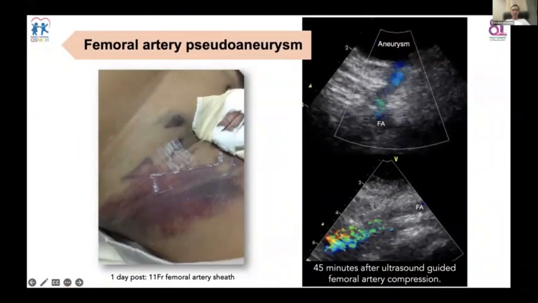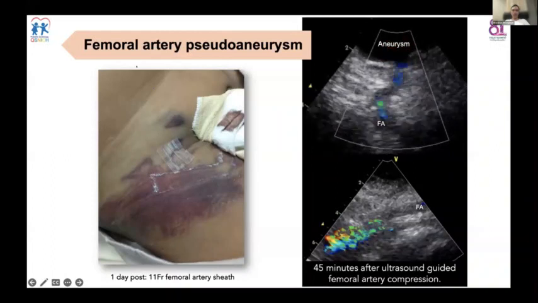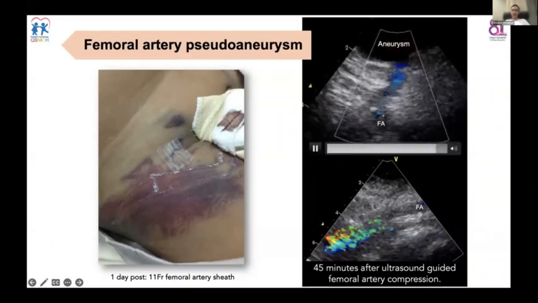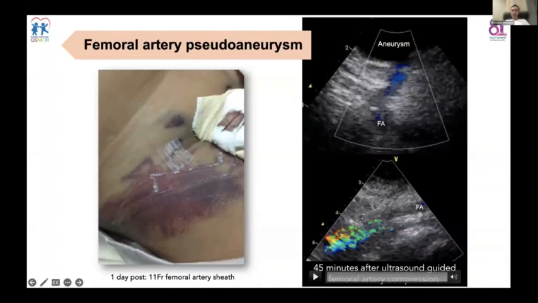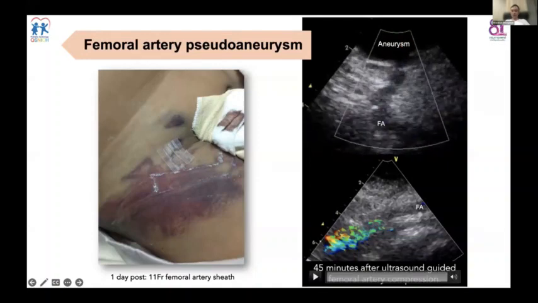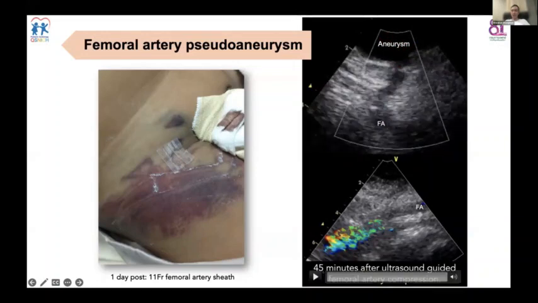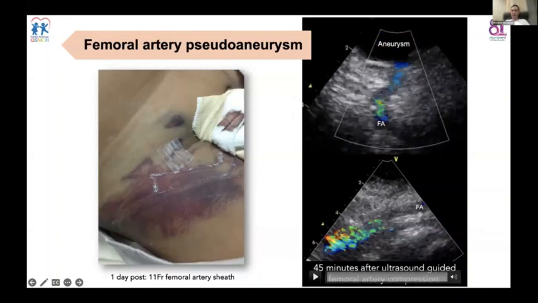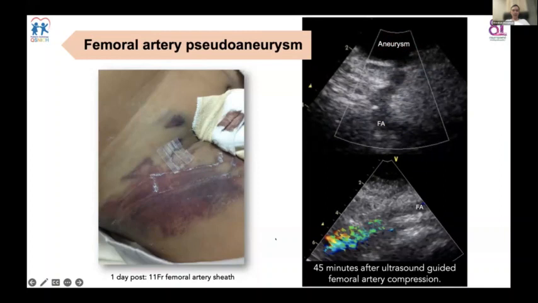And last but not least, just to share with you, sometimes you may deal with difficult femoral artery complications, like this particular case. You have a pseudo-aneurysm coming from the femoral artery, and a big aneurysm there. This is a case that eventually was completely sealed by just compressing the aneurysm, ultrasound-guided, for 45 minutes. And then eventually we could manage that complication.